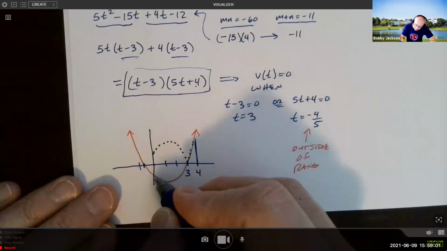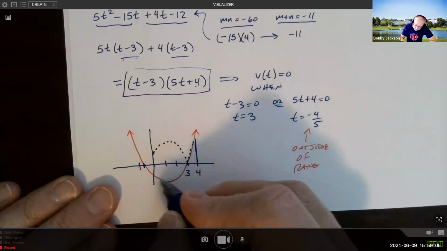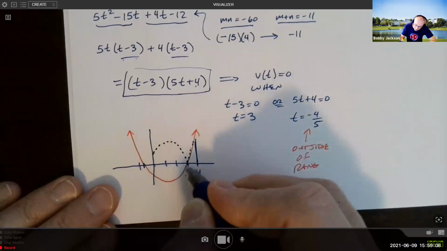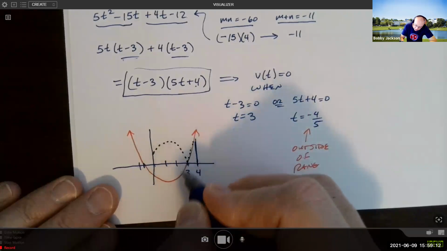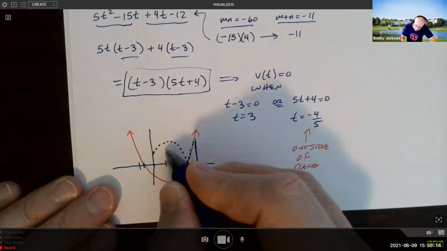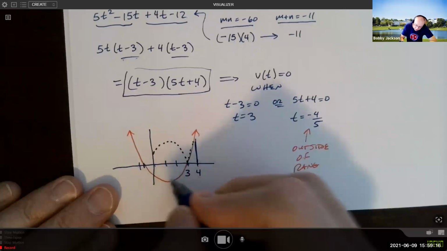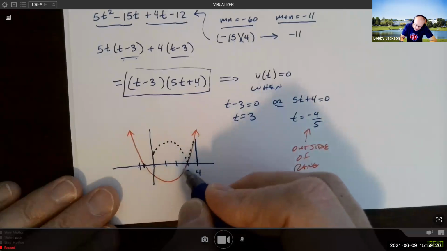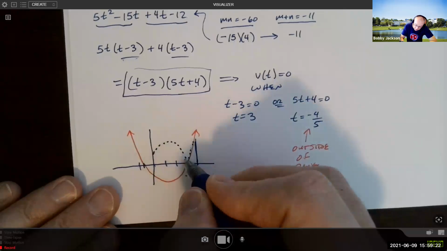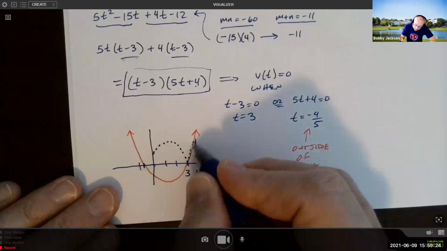What's going to happen from 0 to 3? Our velocity function is right below the x-axis. I want the absolute value, which is going to look like this, right? So I need to basically do a reflection about the x-axis. And how do I do that? I just multiply by negative 1, right? So these negative values now become positive. From 3 to 4, we don't have to do anything.